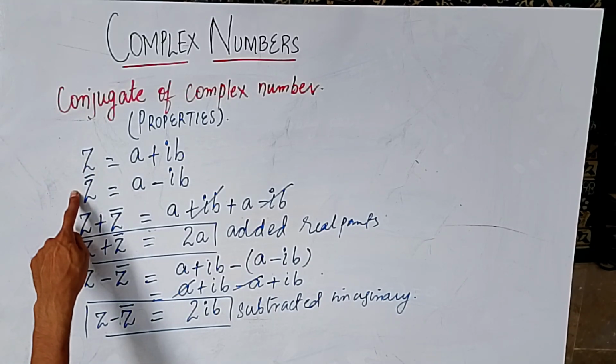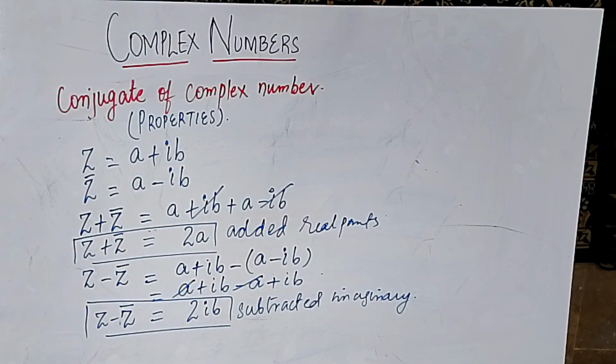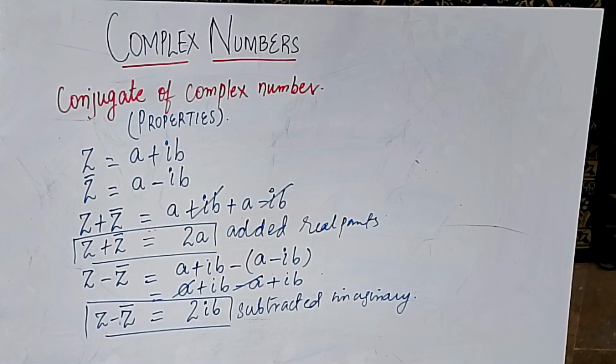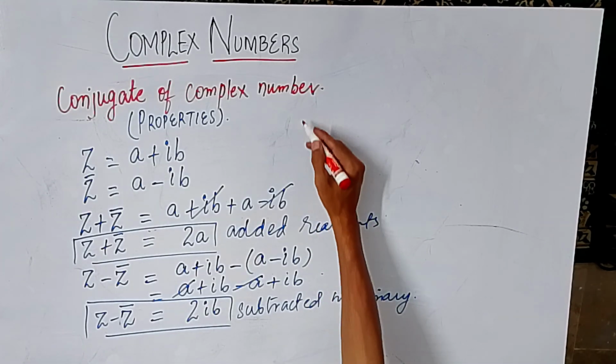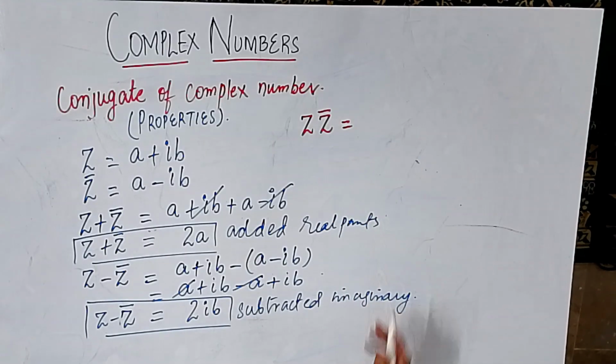But if I say that the complex number is having the negative sign, then obviously the conjugate will change the sign of the imaginary part, so the condition will remain almost the same. So now let's discuss a very important property: what will happen if we have the product of a complex number with its conjugate, the multiplication?